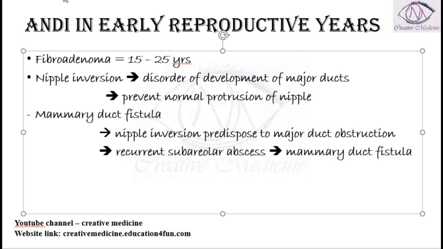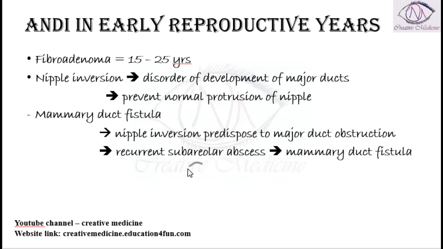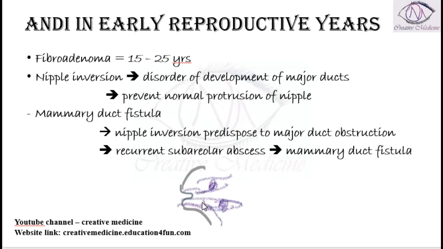So actually this is the breast, and there is nipple inversion. Now because of this nipple inversion, there will be obstruction of these ducts which are present here. Because of this duct obstruction, there is stasis of the secretions, and as a result infection will occur, leading to subareolar abscess.